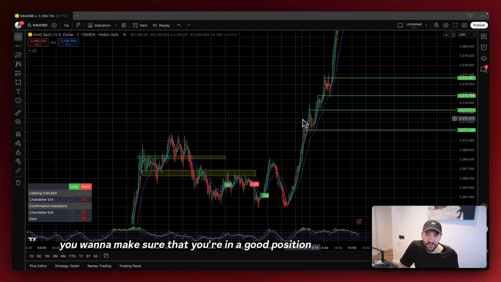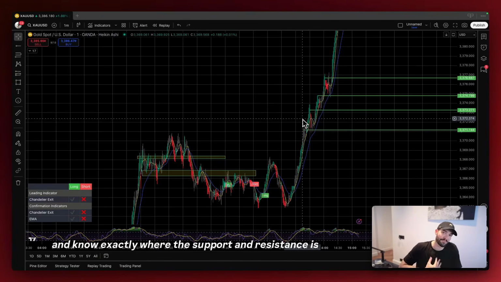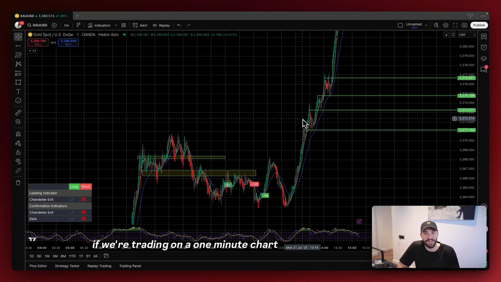You want to make sure you're in a good position where you can jump straight in, do a quick bish bash bosh, and know exactly where the support and resistance is that is relevant. If we're trading on a 1 minute chart, you're not going to have 10 minutes to do a full top down analysis. So we want to make things relative to where we are right now. Otherwise your chart is going to get way too confusing and overwhelming, and you're going to lose time and miss opportunities.